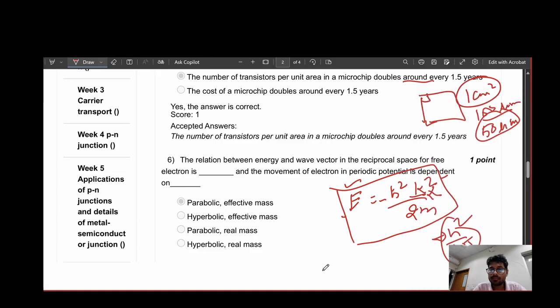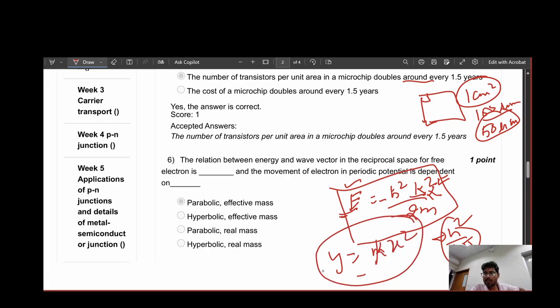So the relation between energy and this wave vector is parabolic. A parabola is y equals m x squared, or y equals k x squared. So E equals a constant times k squared. This is a parabolic relationship between these two.